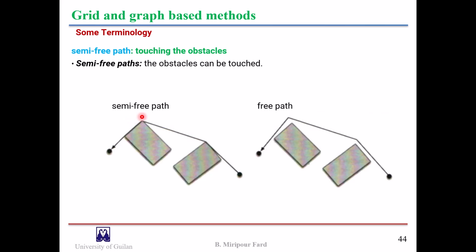In this slide, on the left, you can see a semi-free path in which the obstacles can be touched. In some path planning cases, a semi-free path planning is acceptable. On the right, you can see a free path that there is no contact with the obstacles, and the path doesn't touch the boundary of any obstacle. So in this lecture, sometimes we will use semi-free paths to obtain the shortest path for the motion planning.